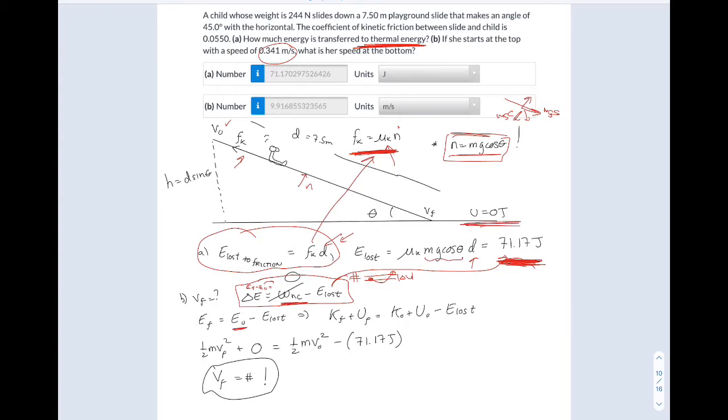Here's my reference point. Initial energy is kinetic and potential. Final energy is kinetic and potential. I'm trying to find V final, so I'll go through each of these terms. There's my K final. Final potential energy at the ground is 0. Initial kinetic energy, they gave me V0, and the energy lost is that. Then I can get my final speed as a number.